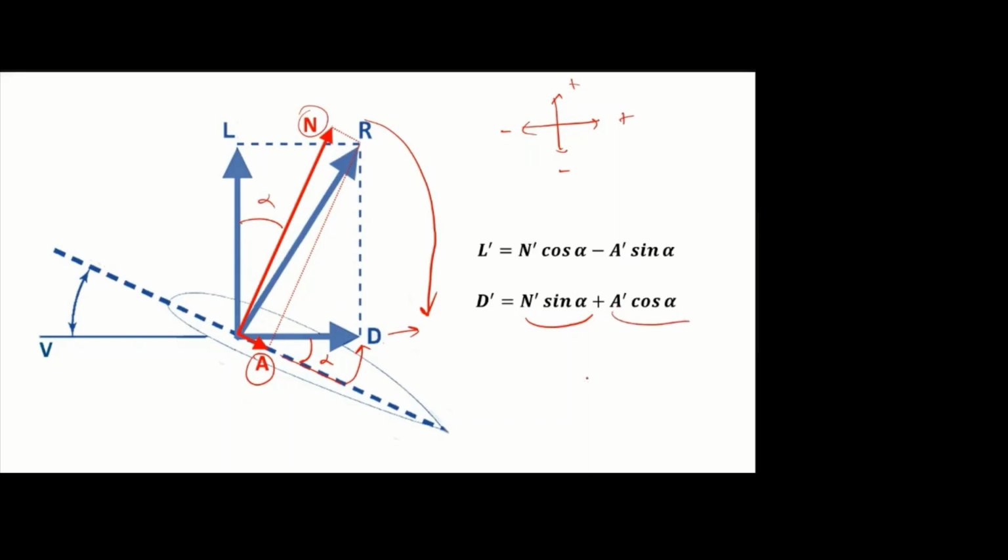Is it clear? Yes, sir. Okay. So D dash is N dash sin alpha plus A dash cos alpha, both are positive. So in this way we got L and D in terms of normal force and axial force.